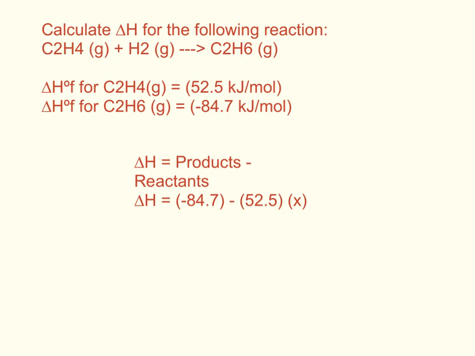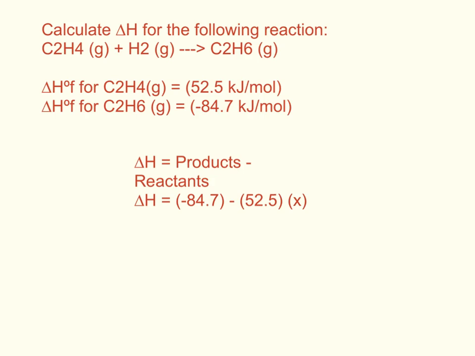So we're going to set up this equation: delta H equals products minus reactants. We plug in our standard enthalpies of formation. So delta H equals negative 84.7 minus 52.5, and then x, because we don't know what the delta H for H2 is, and H2 is one of the reactants. What we're going to do next is solve for this, or actually, simplify it.